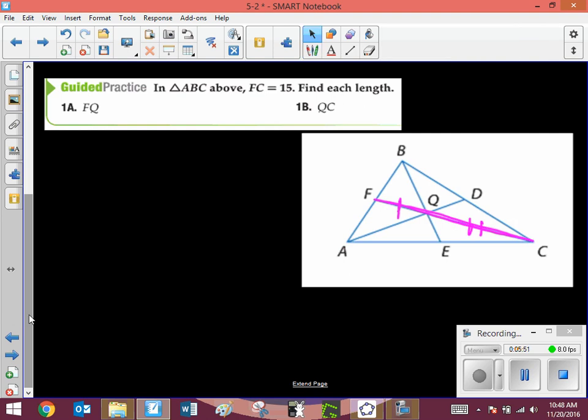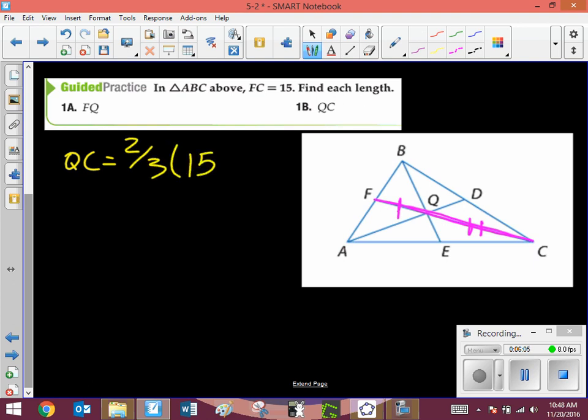Alright, well, let's focus on the bigger first. Let's start with 1B, finding QC. Okay, that's the bigger portion. That is 2/3 of the whole thing. So if I take 2/3 times my whole segment, which is 15, 15 divided by 3 is 5, times 2 is going to give me 10.